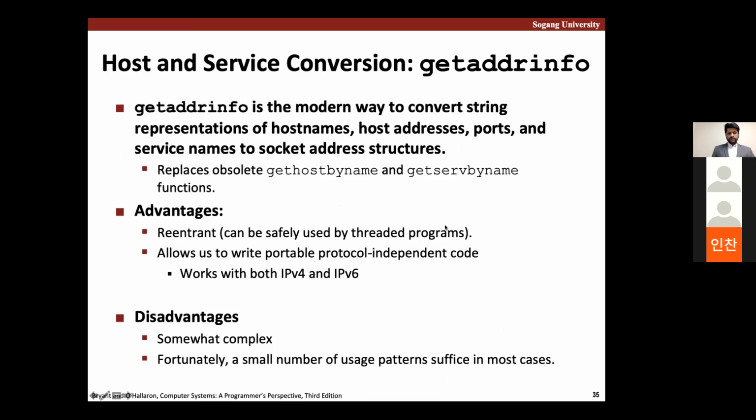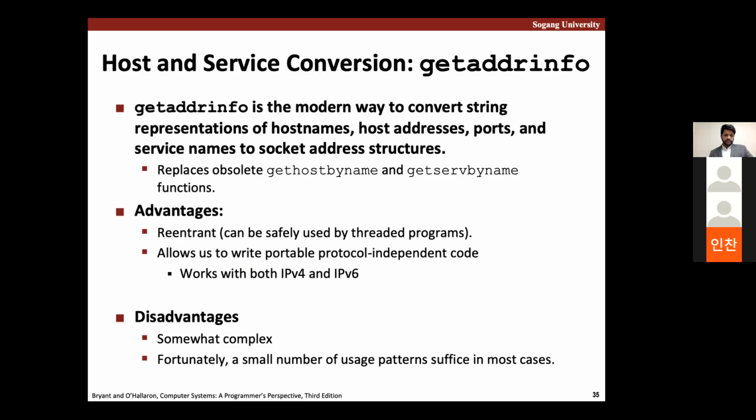So okay, we have got this host and service conversion. So we use this get address information. This getaddrinfo function and the socket interface can seem somewhat daunting when you first learn about them. So get address information is the most modern way to convert string representations of host names, host addresses, ports, and service names to socket address structures. Actually, this get address information replaced these obsolete gethostbyname and getservbyname functions.